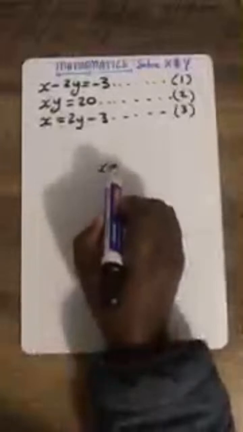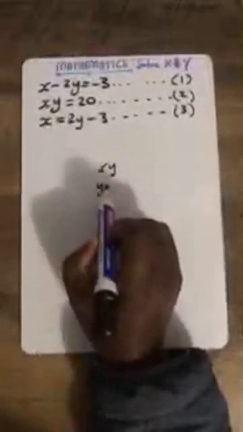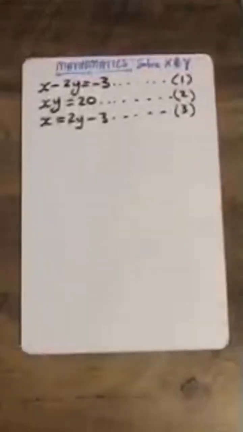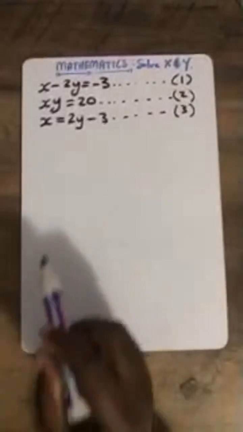Why did you derive equation number 3? It's so that you can substitute it into equation number 2. So remember, guys, whether you have xy, this thing is the same as yx. It doesn't matter what you started with, because at the end of the day, they are multiplying each other.